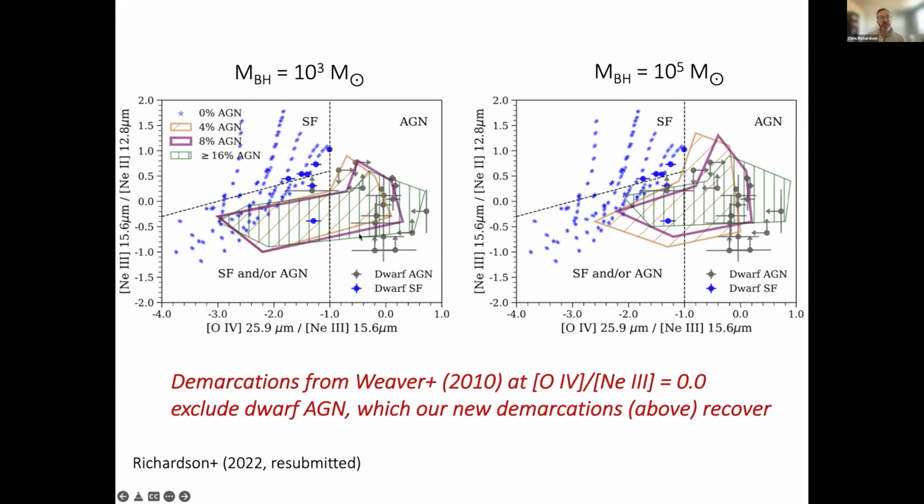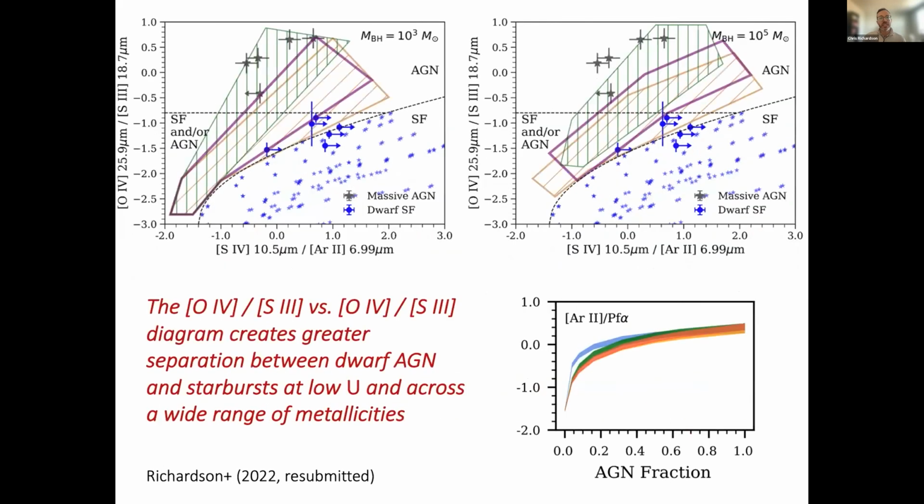And so we've redefined these demarcations according to our models that allow us to capture those dwarf AGN. There's still a little bit, even though there is clear separation between the pure star forming and the pure AGN models, there's a lot of degeneracy in the AGN models. So for the fractional AGN activity, a lot of the hatch shapes are falling on top of one another. But there are better emission line diagnostics that we can use, especially with JWST.